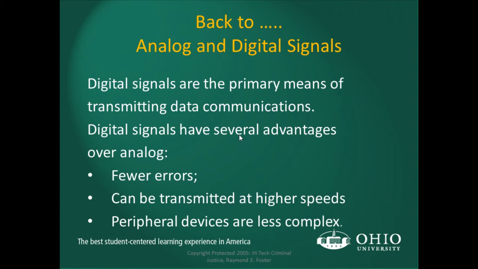Digital signals are the primary means of transmitting data communications: ones and zeros. All data, when it's broken down to its core piece, is a 1 or a 0. It's a yes or a no. It's a logical representation. The thing that's important with digital is that there are fewer errors with digital versus analog, and it can be transmitted at higher speed. If I only have to tell you a 1 or a 0, I can transmit that at a much higher speed. And the peripheral devices can be less complex.